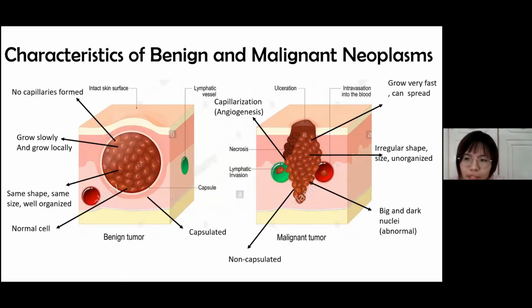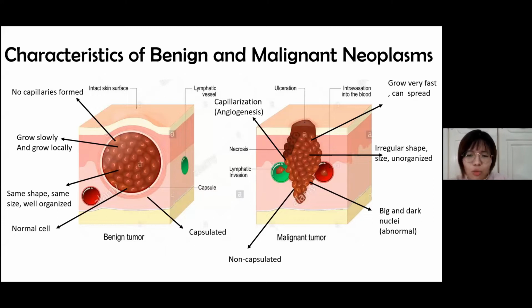But the malignant tumor, under the microscope, the shape is not beautiful. You can see a big and dark nucleus, which represents an abnormal cell. The cells are irregular in shape with each other and not the same size, and they are not well organized. They just organize in the way they want, and they are growing very fast.